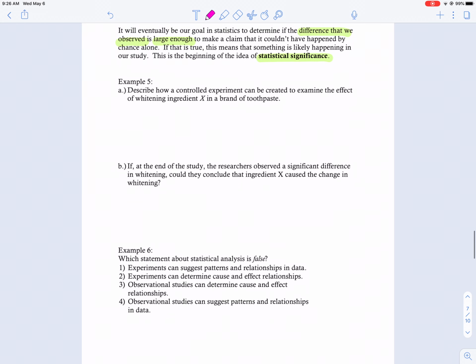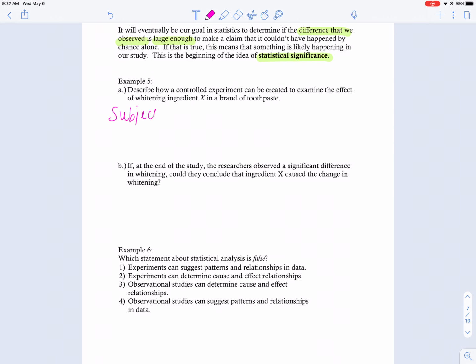Okay, so let's talk about example 5. It says, describe how a controlled experiment can be created to examine the effect of a whitening ingredient X in a brand of toothpaste. Okay, so that's pretty easy, right? How can we describe a controlled experiment? Well, a group of people are randomly divided into two groups. One group gets the toothpaste with ingredient X and the other one doesn't. Compare the results, right?